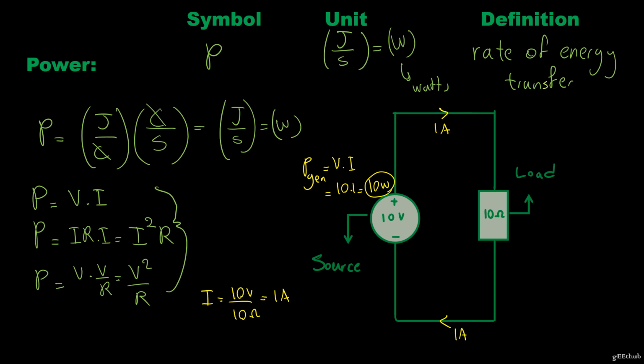What is my power consumed? I have to use the resistance now. I know the power is equal to I squared R, which is 1 squared times 10, equal to 10 watts. So see how these two are equal together, and that's why energy conservation in circuits is also valid.